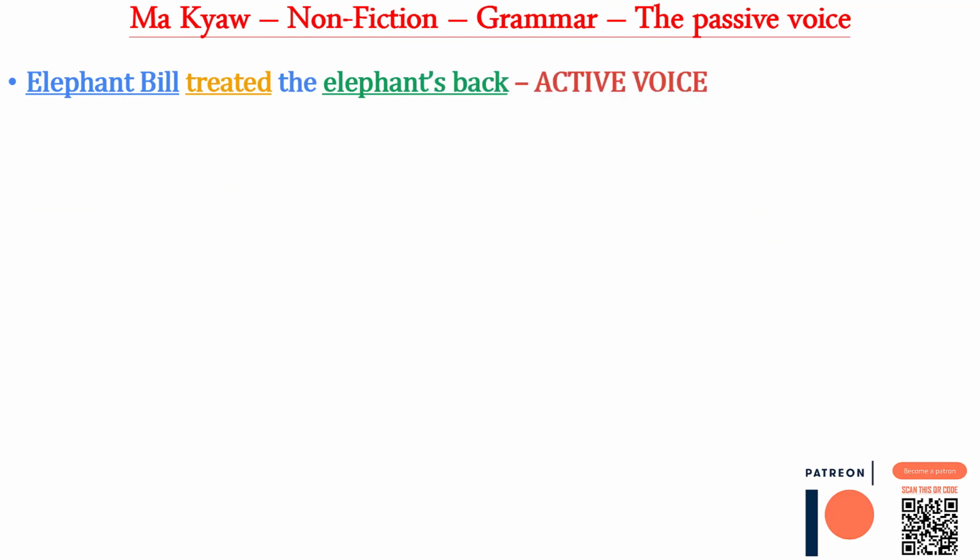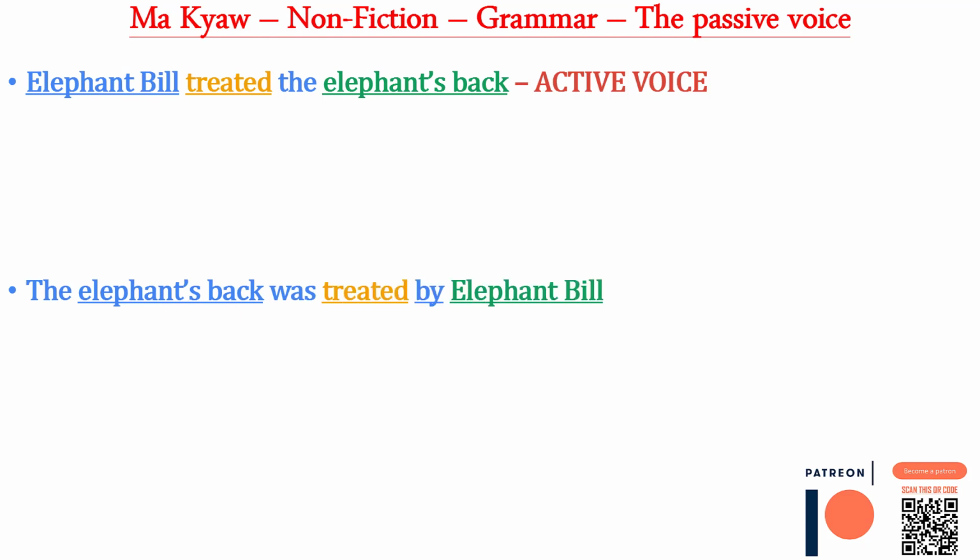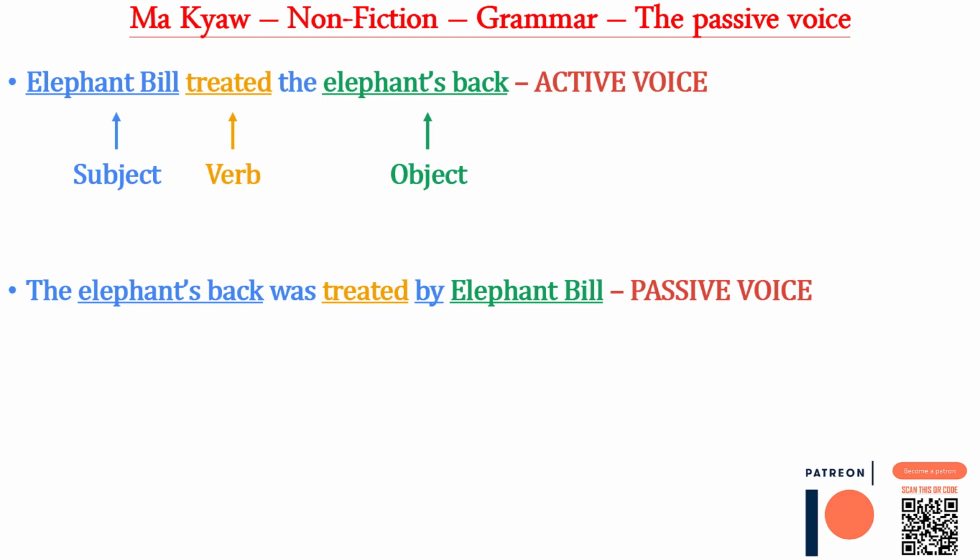Okay, so now the next question is related to the passive voice. Elephant Bill treated the elephant's back, so that is the active voice. If we talk about the passive voice, the same sentence will be changed to: the elephant's back was treated by Elephant Bill. So now we need to see what are the different components of the sentence.